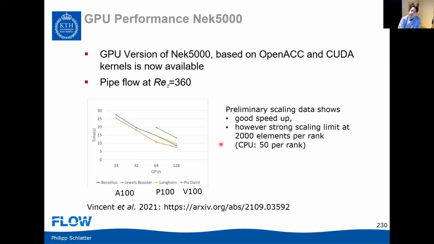One important point here to realize is that you need to have a lot of elements per GPU for strong scaling to work. So roughly, you need to have around 40 times more elements per GPU as opposed to a CPU. So that means we're not necessarily running faster, but we can run bigger problems.